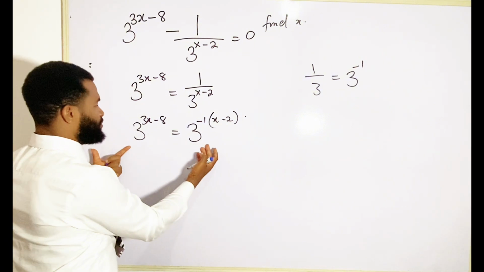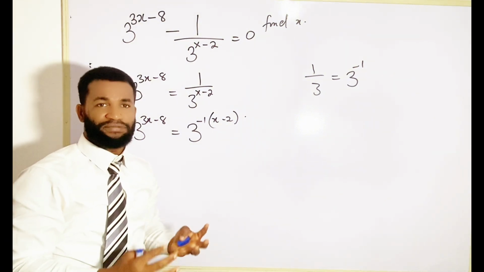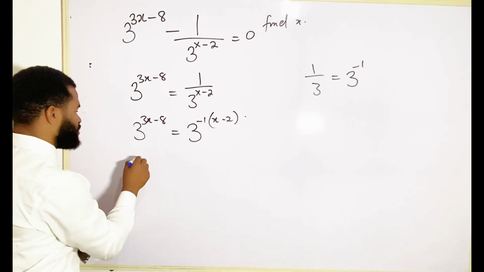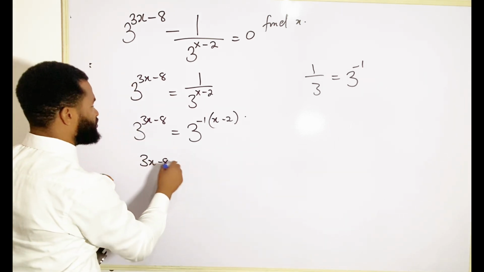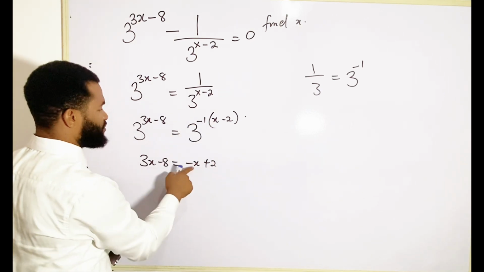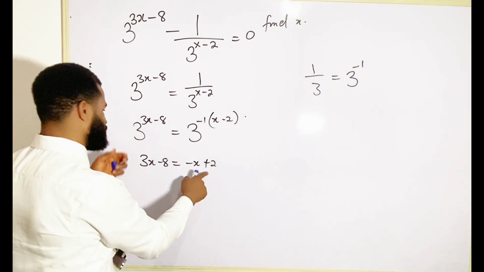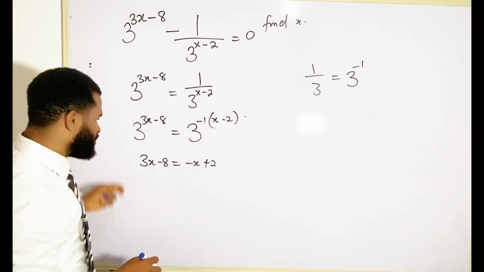Now both sides of the equation have the same base. Therefore, I'm going to equate the powers. So I'm going to have 3x minus 8 is going to be minus x plus 2. This multiplied by this is going to be minus x. Minus 1 times minus 2 is going to be plus 2. So at this point, I'm going to have that.